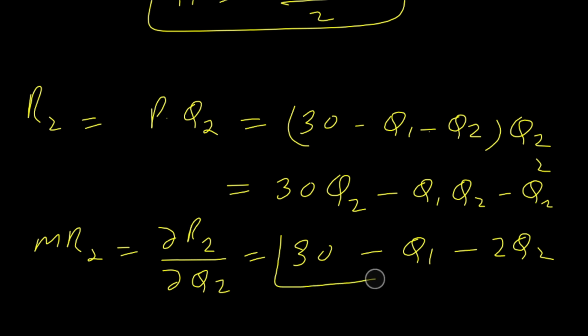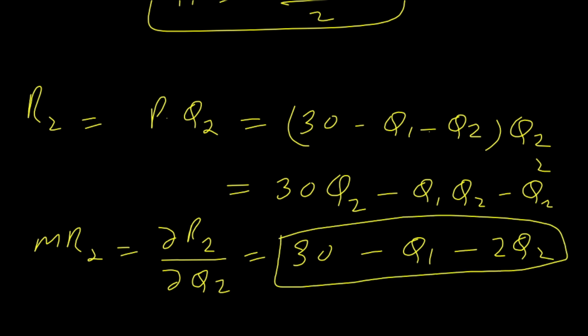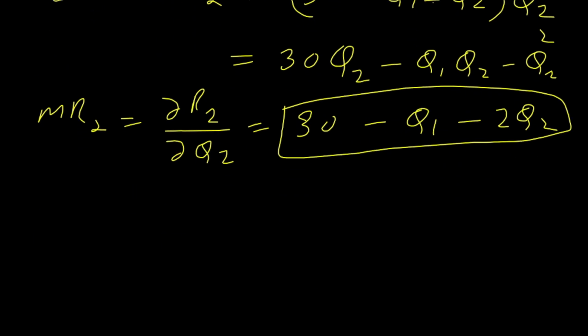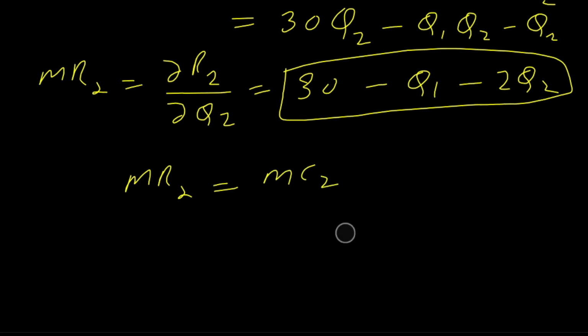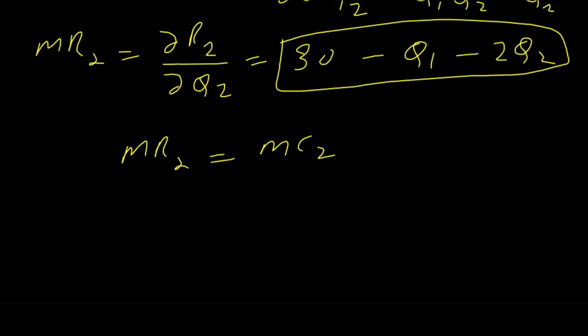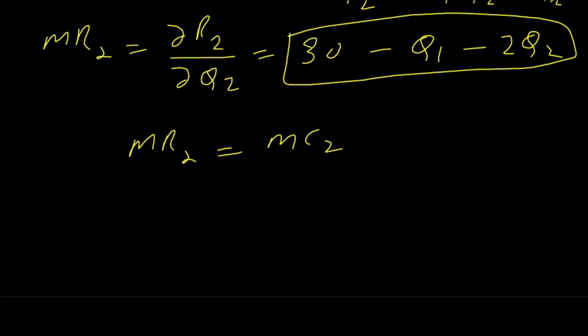So this is the marginal revenue of firm 2. And now to maximize profit, firms equate their marginal revenue with marginal cost. So marginal revenue of firm 2 must be equal to marginal cost of firm 2, and as an initial available information we know that marginal cost is equal to 0, so we can put marginal cost of firm 2 equals 0, and we have marginal revenue 30 minus Q1 minus 2Q2. And now we can solve it for Q2.